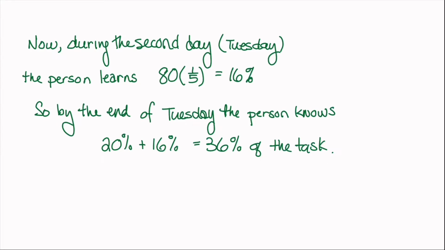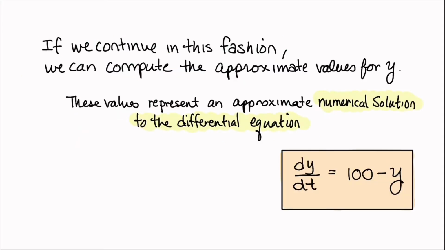All right, so after day 1 in our 5-day work week, we are now down to a learning rate of 80%. On day 2, let's say it's Tuesday, the person is learning at an 80% rate, and 1/5 of 80% is 16%. So by the end of the second day, the person knows a cumulative amount of 20% from the first day plus 16% from the second day. So a total of 36% of the task has been learned over the course of 2 days. Now, we want to continue this idea.